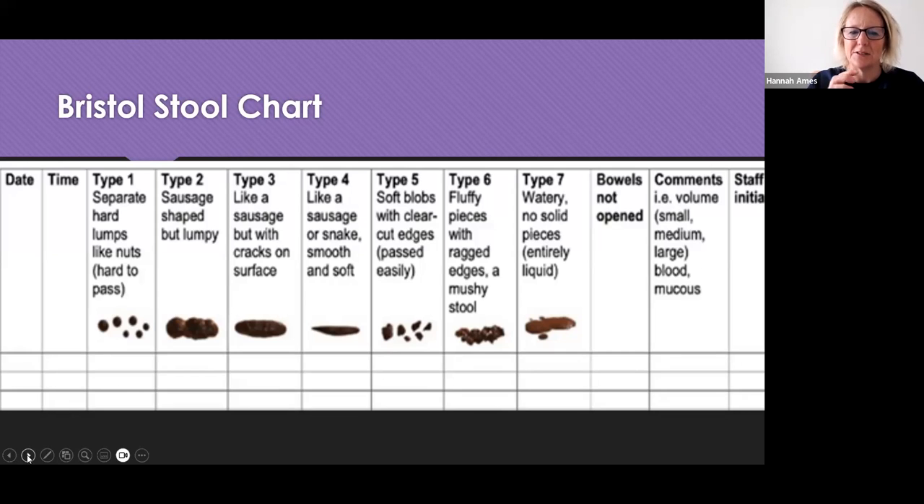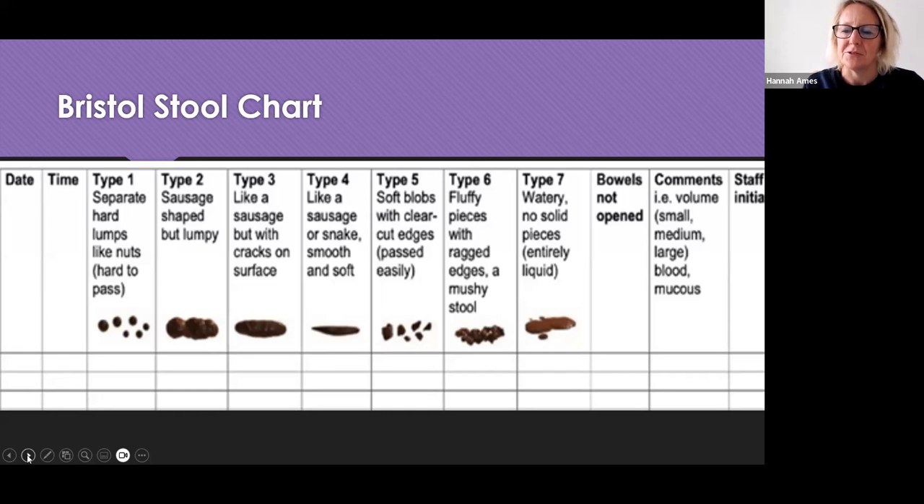Type 2, again, is like a sausage, but it's quite lumpy. So you can see those defined ridges in it. Looks like a constipated stool. 3 and 4 is kind of normal, so that's that normal sausage-like appearance. There might be some cracks on the surface, or it might be smooth. 5 is just approaching that loose stool area, but they're soft blobs and they've got some clear edges. Then 6 and 7 are your diarrhea or watery type stools. So they are very loose. They might have some ragged, fluffy edges, or they might be totally water-like in appearance.